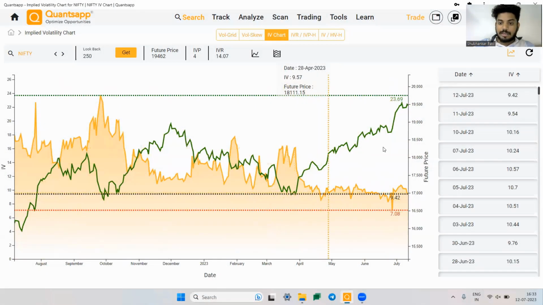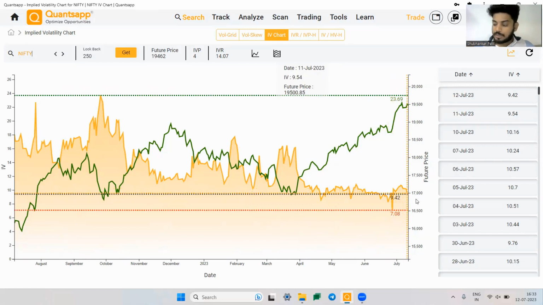It has been trending in the upwards direction, right? But that is not the case with implied volatility. If you see, if it is going at the top, at some point it will correct. If it is too much at the bottom, something like this, it is likely to spike up.